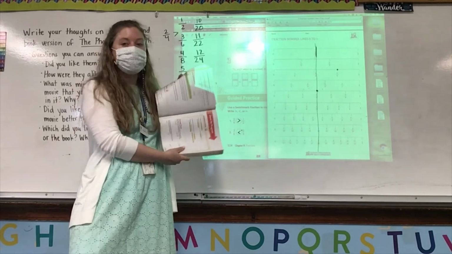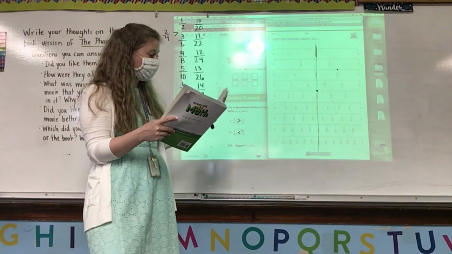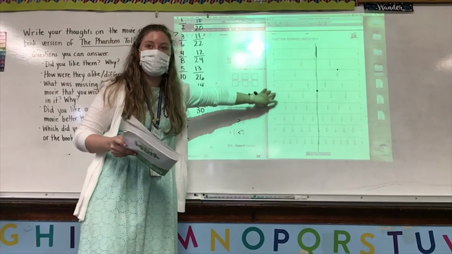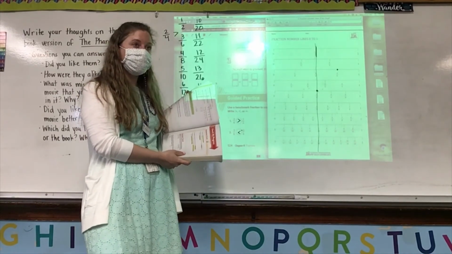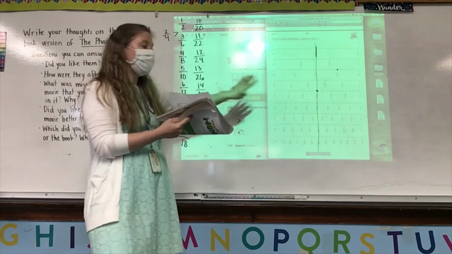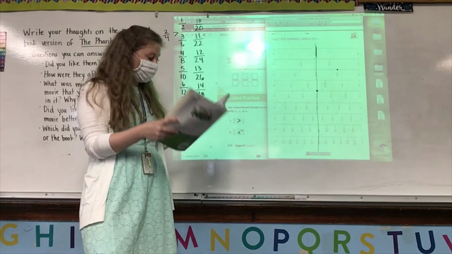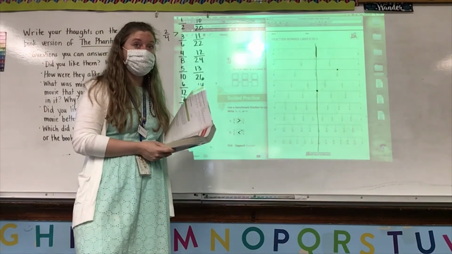So numbers 4 and 5, you're comparing fractions. You already have number lines there. Numbers 6 and 7, you're comparing. You don't have number lines, so you can use this. Numbers 8 and 9, you're putting them in order. Just like example 2, use your fraction number lines. Numbers 10 and 11 are word problems. Figure out, are you ordering or are you comparing?